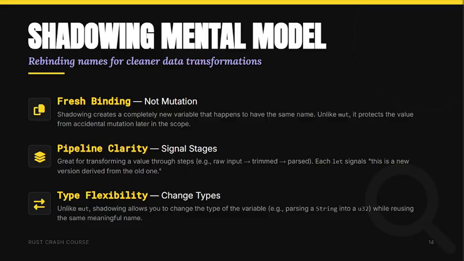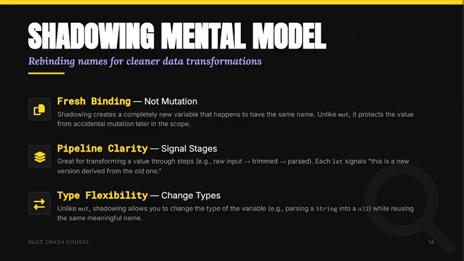Second, pipeline clarity. This is where shadowing really shines. Imagine you're processing some input: you have a raw string, then you trim it, then you parse it into a number. With shadowing, you can reuse the same meaningful name, input. And at each stage, each let statement signals this is a new derived version of the previous value. It keeps your code clean without needing names like raw_input or trimmed_input or parsed_input. We're going to see this in action in the next slide.